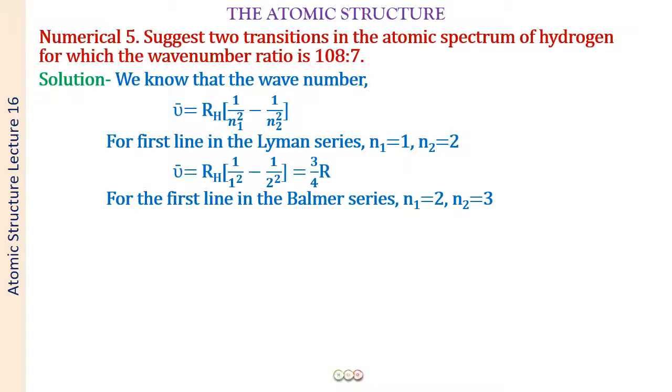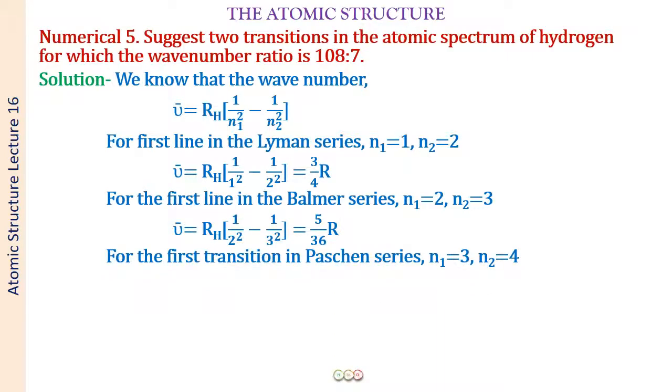For the first line of the Balmer series, what is n1? It is 2, n2 is 3. So we have the wave number to be 5/36 R. For the first transition in the Paschen series, n1 is 3, n2 is 4. Fine. So the wave number is 7/144 R.